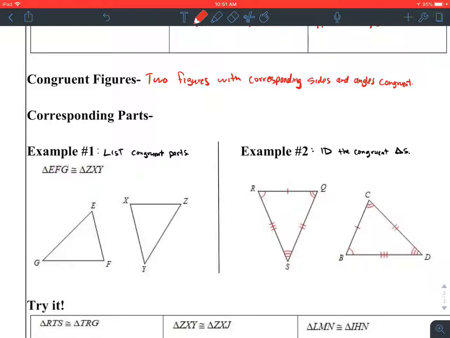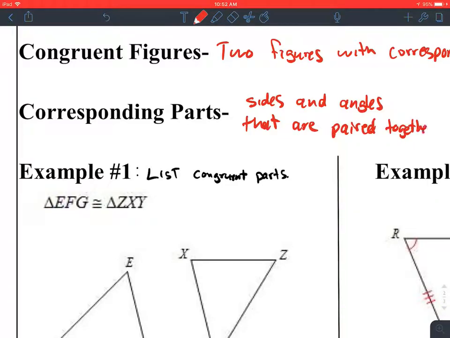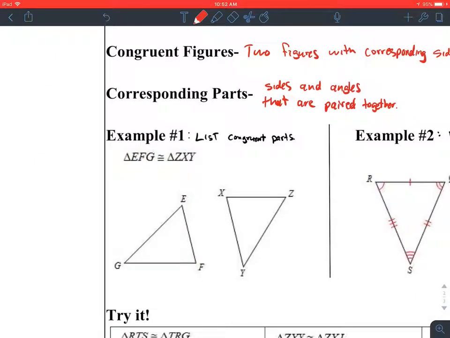Well, what are corresponding parts? Corresponding parts, whenever that's referenced, it means that in the case of polygons, which is what we're talking about, and specifically we're talking about triangles right now, corresponding parts would be sides and angles that are paired together. Let me show some examples of this, and hopefully it'll make more sense than those words that I just used.